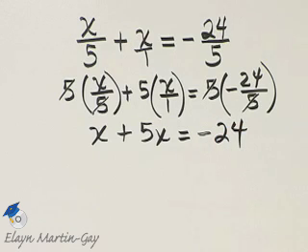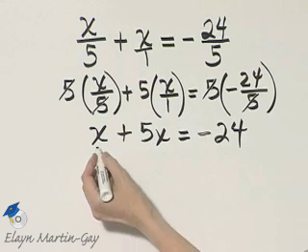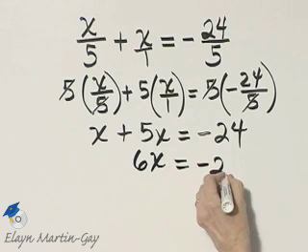And now we no longer have fractions in our equation. If you have the right LCD, you will no longer have fractions. Let's go ahead and solve this equation though. No parentheses. I do have two like terms which I'll combine. 1x plus 5x, that's 6x, is equal to negative 24.